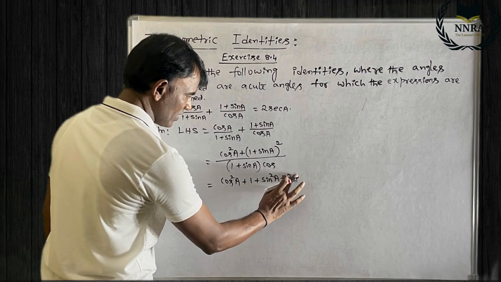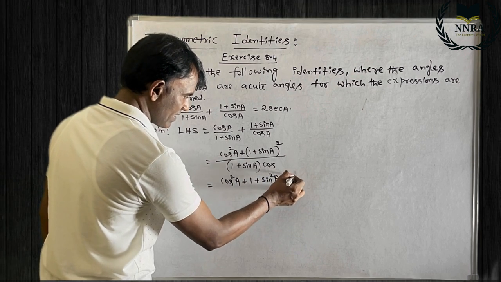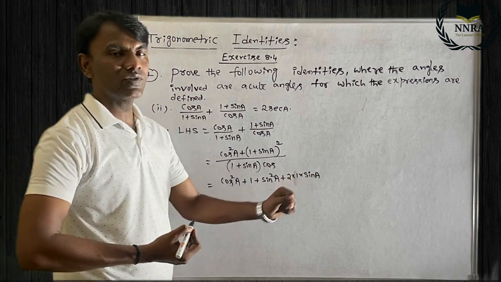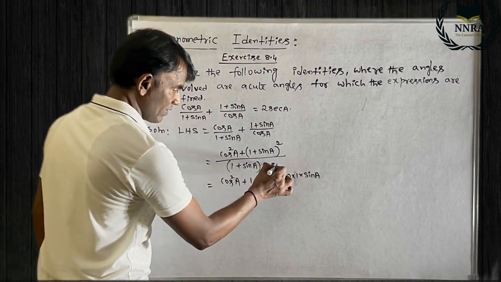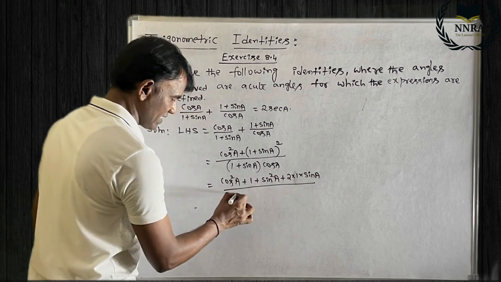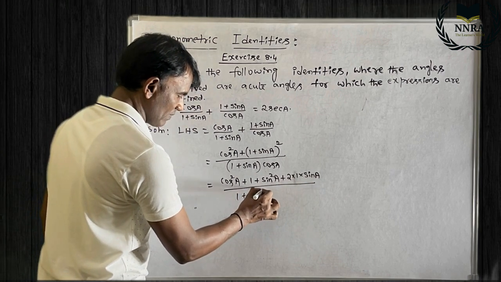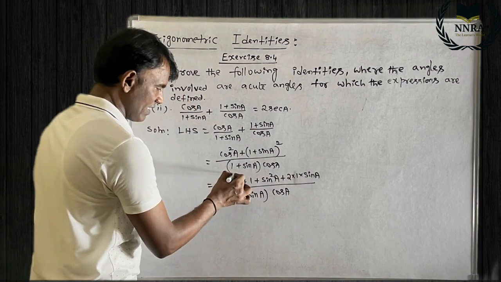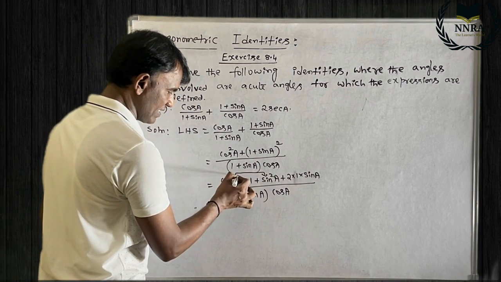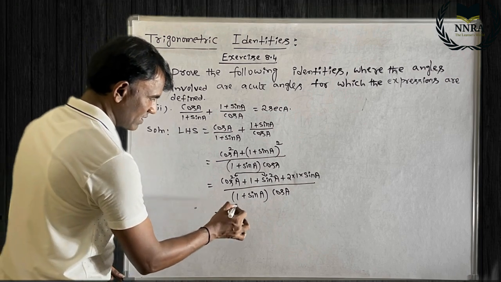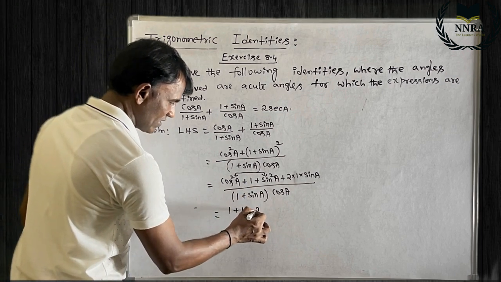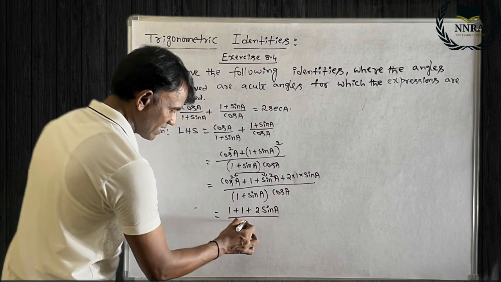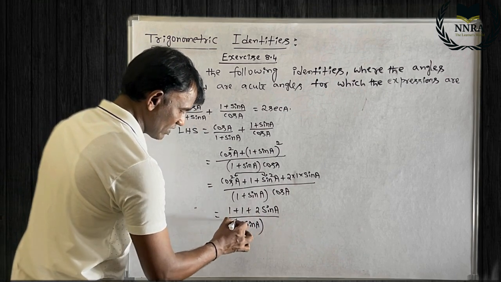2ab. So 2 into a is 1, right? Into sin A. Actually 1 is not required. Directly we can write 2 sin A also, no problem. And coming to the denominator, what is that? (1 + sin A) into cos A. And here what is the value of cos square A plus sin square A? That is equal to what? So 1. Plus 2 sin A. Then what is the denominator? So (1 + sin A) into cos A.